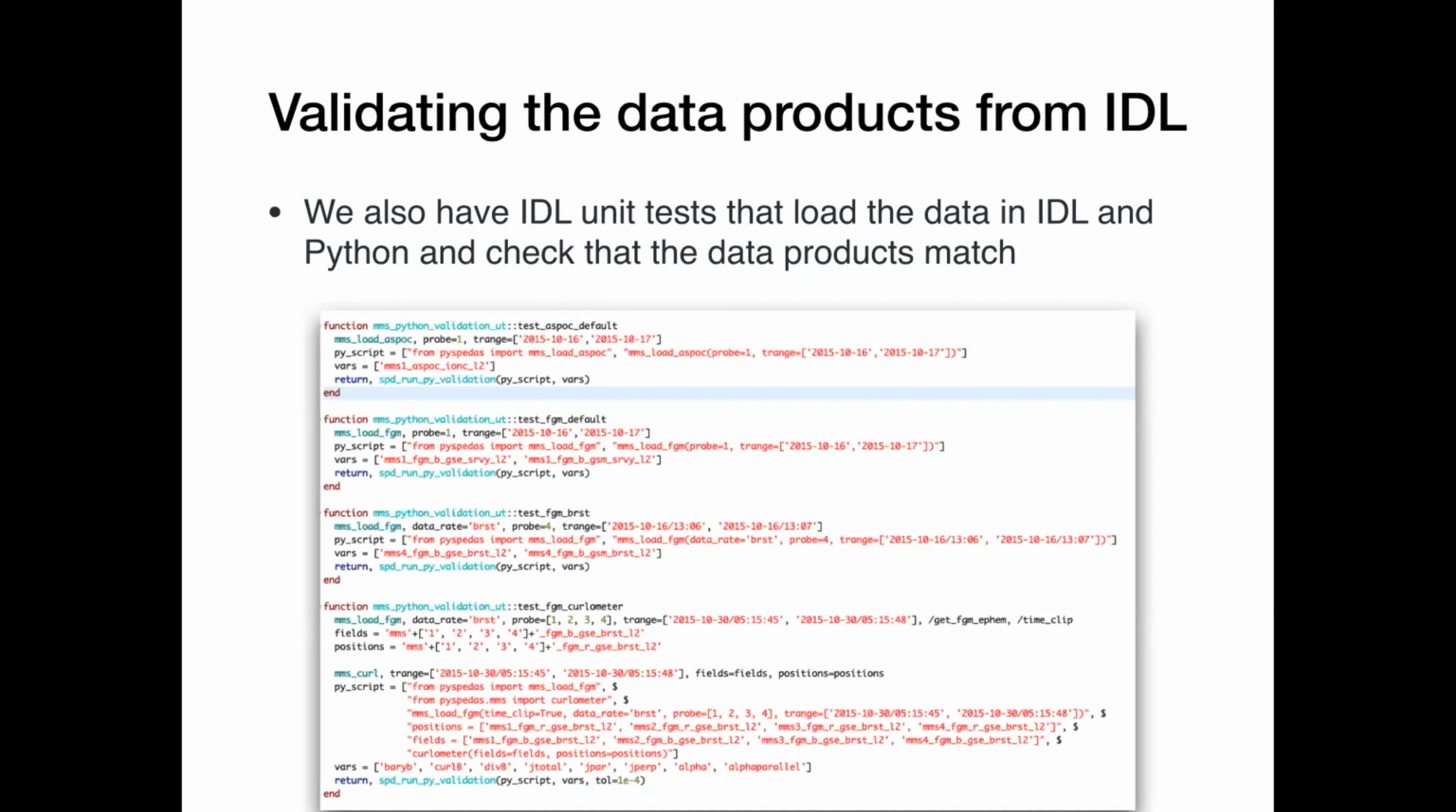So here are some examples from MMS. We actually have this function called spd_run_py_validation, which takes 2 input arguments. The first is a list containing the input, essentially the Python script, and the second argument is a list of variables to check. So up front, what you do is load the data in IDL, and then you pass spd_run_py_validation a script that loads the same data products in Python, and you pass it a list of variables that you want to check to make sure that they actually match.